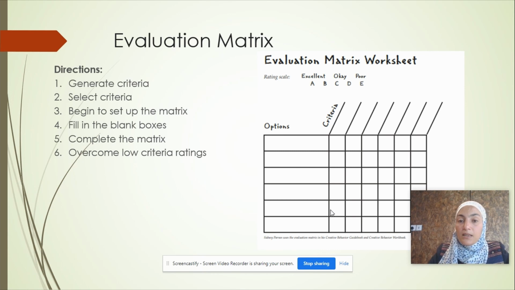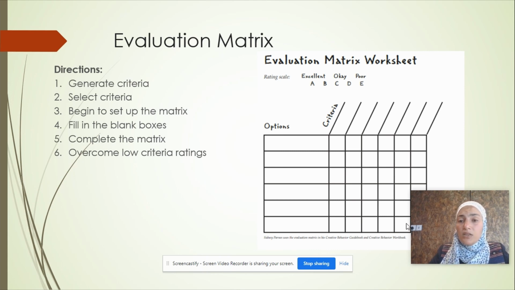So how can I implement this one in the classroom? We use this direction. First of all, they have to generate the criteria. They have to discuss the criteria they want to use to evaluate and choose their option and solution. So they start generating criteria. After that, they select the best ones, to finalize the criteria they want to use to evaluate.